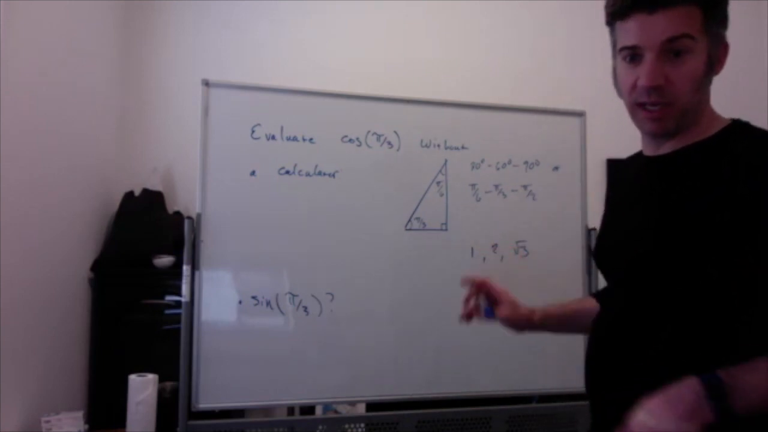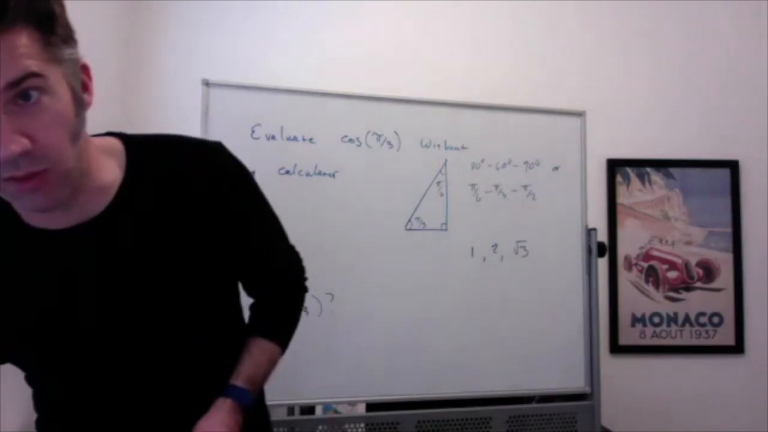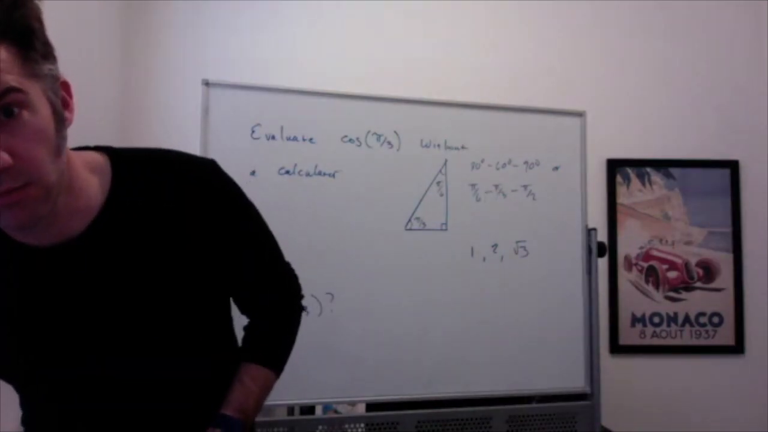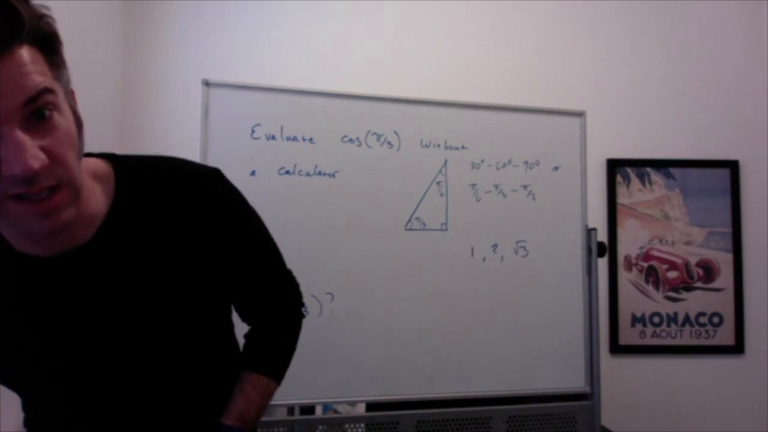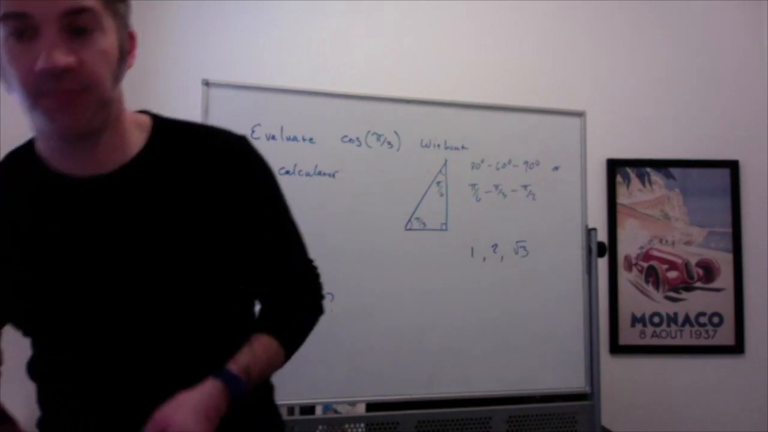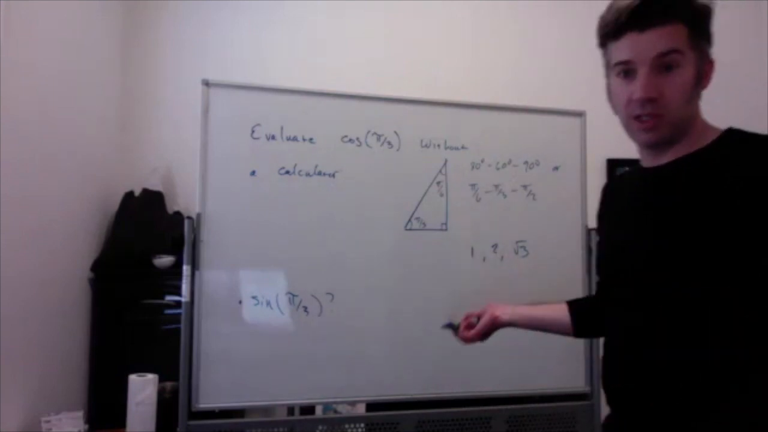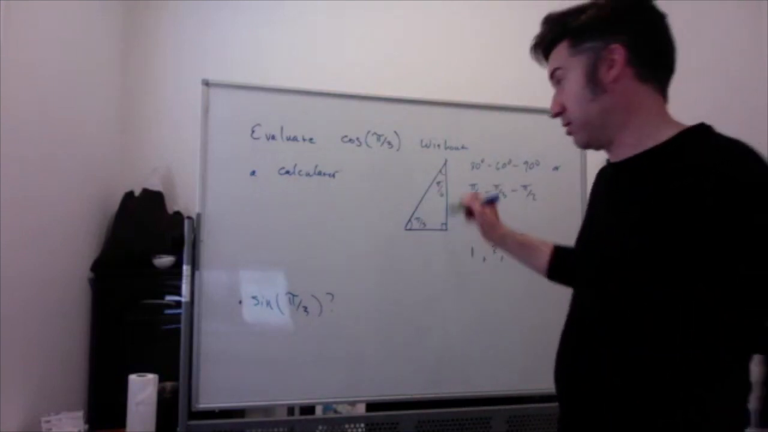Okay, which of those numbers is the biggest? 1, 2, or root 3? I'll tell you, it's really easy to type in the chat. Yeah, 2 is the biggest. So 2 is the hypotenuse, right? Because the biggest side is always the hypotenuse.